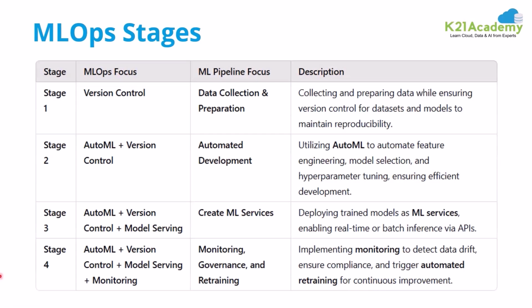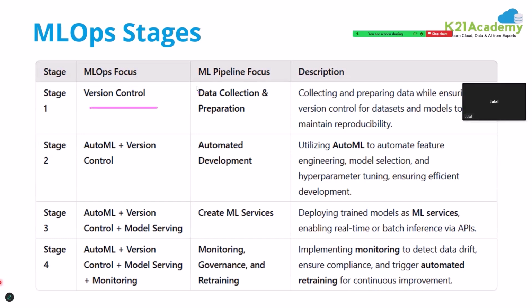All right, guys. So we'll look into different stages of MLOps. In this stage, the focus will be version control. We will version control the data, we'll version control the model, and to be very frank, version control the script also. So the first stage is version control of data and model, so that we have reproducibility.